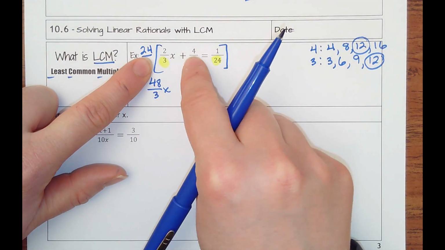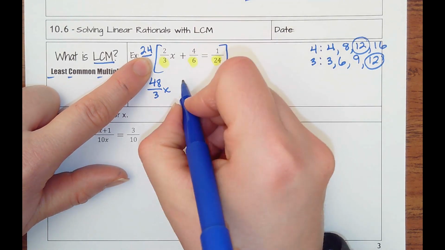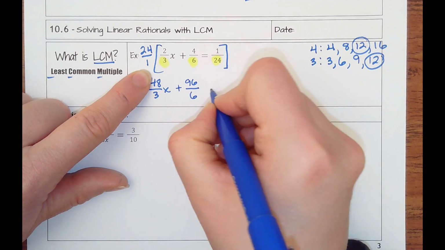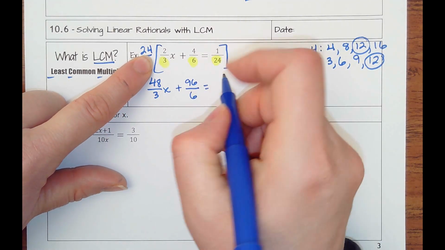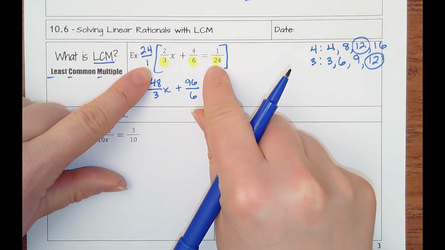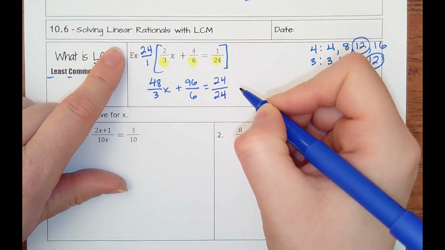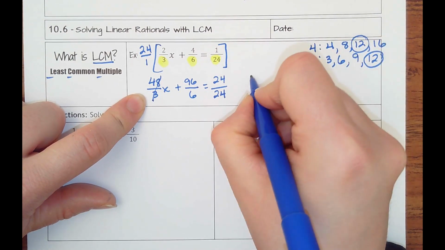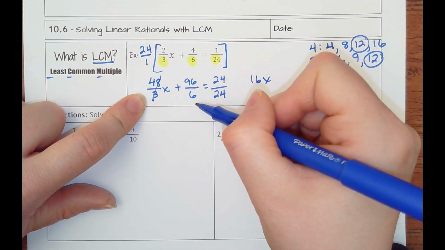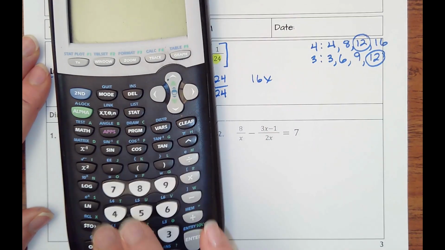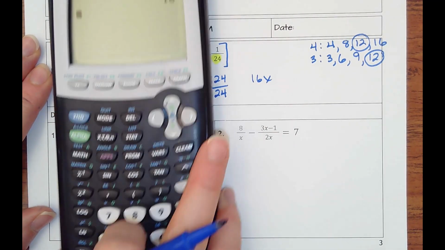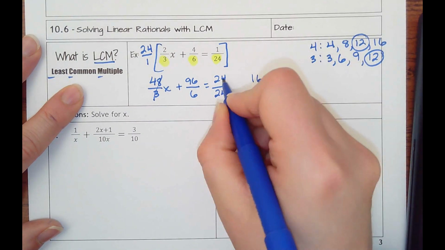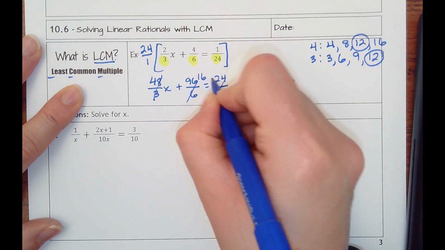Then next fraction, 24 times 4 is 96, 6 times 1 is 6. And then 24 times 1 is 24. Okay, so let's look at what happens here. 48 does divide by 3. It's 16, x. 96 does divide by 6. It is 16. And then 24 does divide by 24 to make 1.